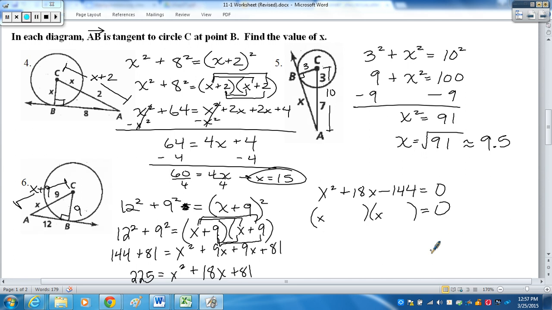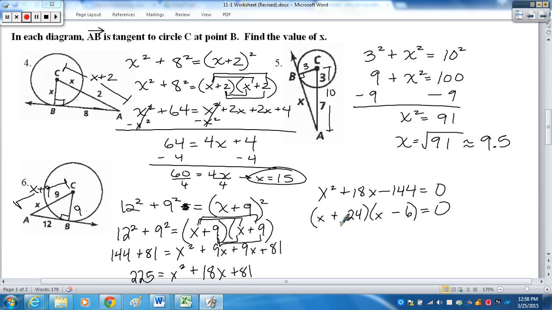So let's go with 6 and 24. If I do 24 and 6, this is going to be positive and negative. Here's why: these two have to have a product of negatives, so one's positive, one's negative. The middle term is positive, so the larger of my two numbers is going to be positive.